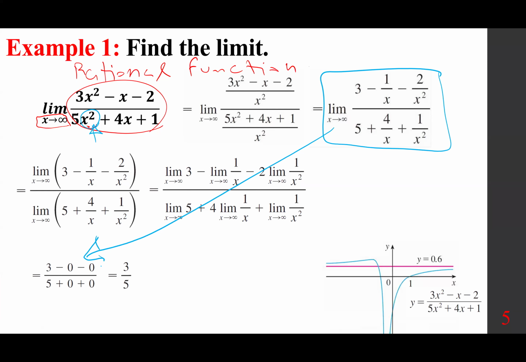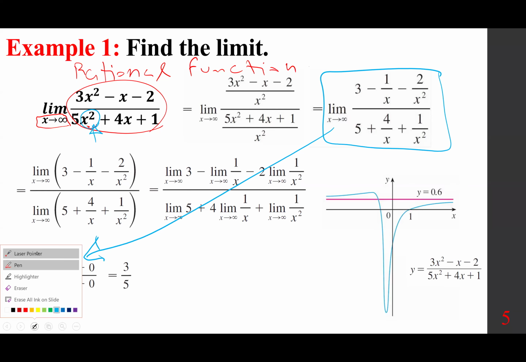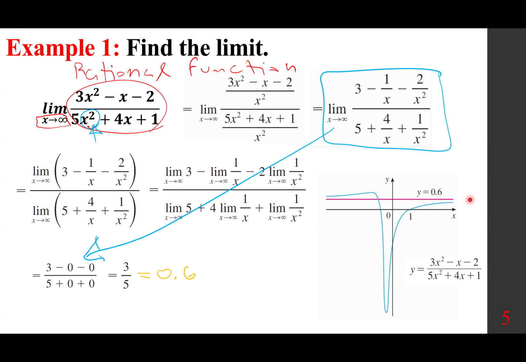If we look at the graph of y or f of x equals 3x squared minus x minus 2 over 5x squared plus 4x plus 1, it looks like this, which indicates this line y equals 0.6 or 3 over 5 is a horizontal asymptote. First of all, horizontal asymptotes should really be in a dashed line because it's not part of the graph.